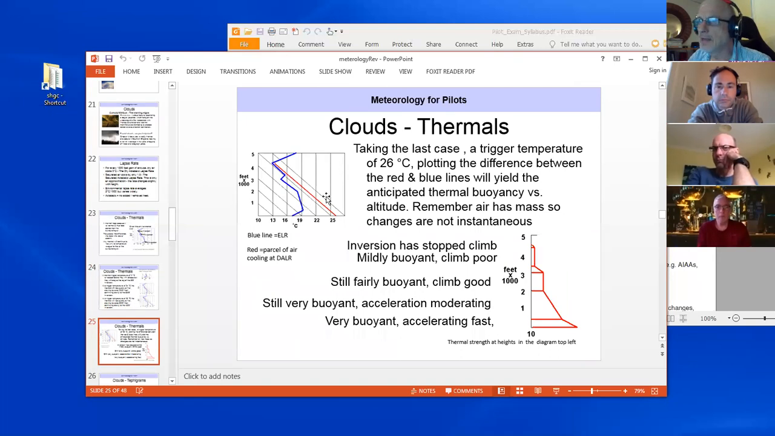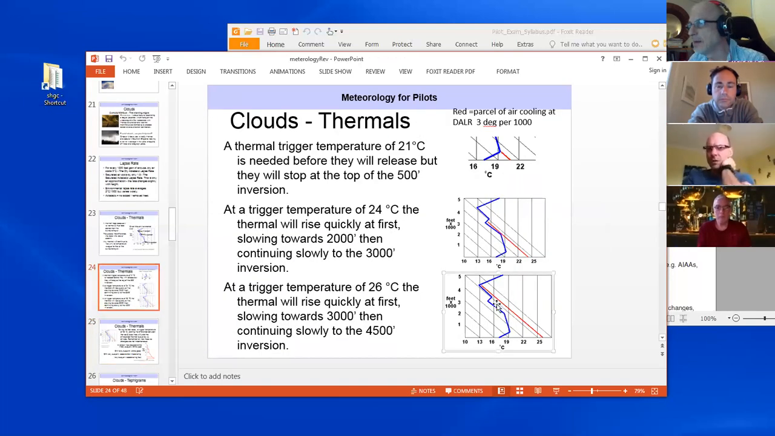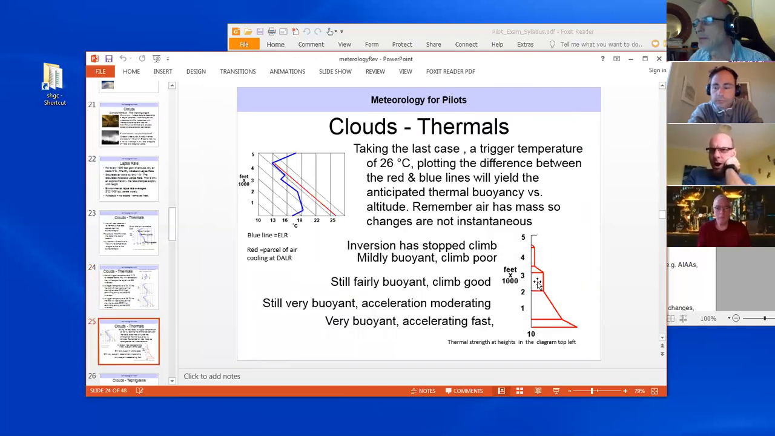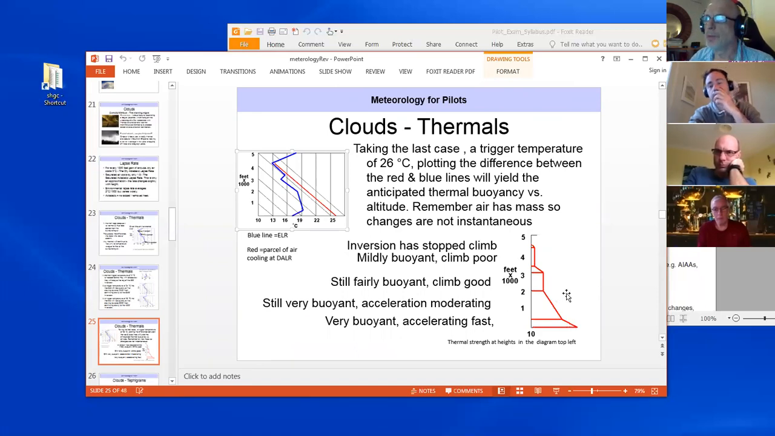So this slide is looking at this last example here, and this gap at the bottom is illustrating this gap in the diagram. That's all. So at the bottom here we've got from this blue line to this red line. This is an idea of the thermal strength. Again, very theoretical, but the principle is there, which is that the gap between your parcel of air going up and the environmental temperature is how fast it'll go up, which makes sense if you think about it from that point of view.